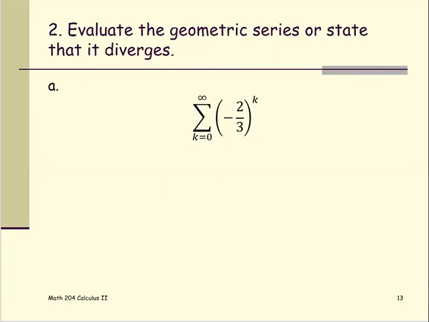So next, we are going to evaluate the geometric series. If we cannot find the value, we just state that it diverges. As you noticed, this is the infinite series since you don't have the finite number or the finite sum, with the index k here starting from 0 to infinity. This is an infinite series of the geometric series.